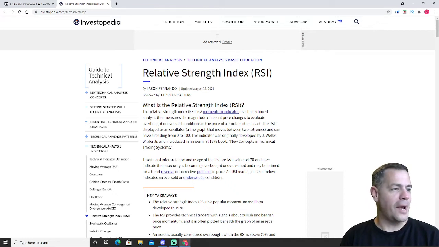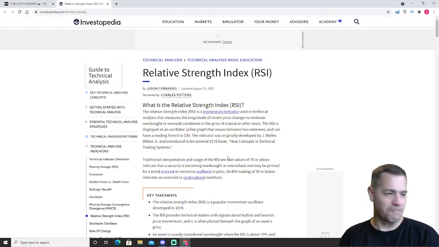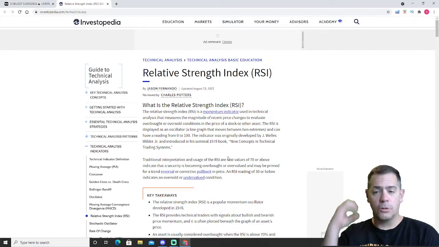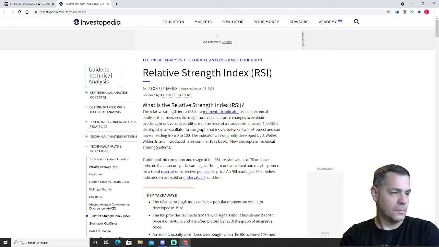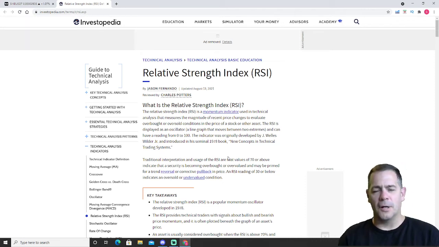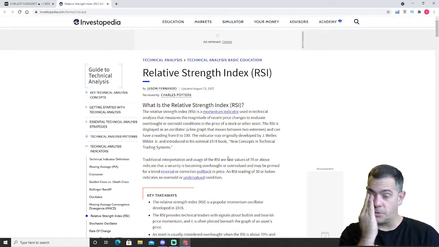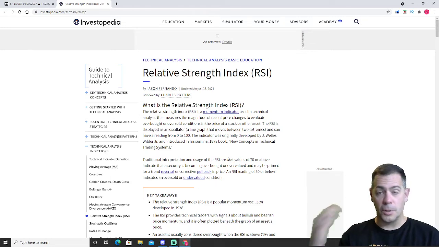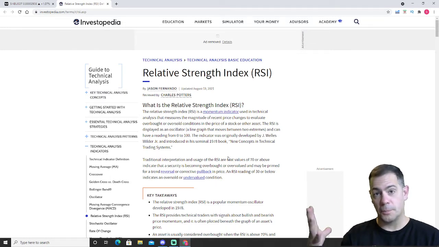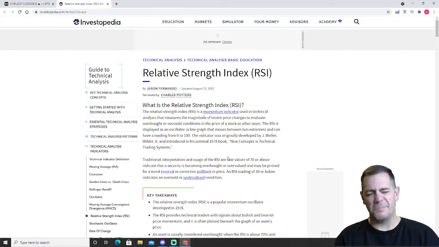The RSI is displayed as an oscillator, a line on the graph that moves between two extremes, and can have a reading from 0 to 100, and I'm going to add something else here: percent. It just helps when you start trading, working in percentages. It does you a favor for your mental, as opposed to 0 and 100. If you say it's 0% or 100%, it'll just help you out. At least it helps me out.